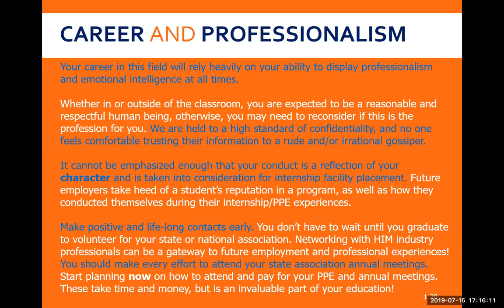Make positive and lifelong contacts early. The easiest way to do that is to put yourself out there and attend national or state HIM association meetings, such as CAHIMA. You don't have to wait until you graduate to volunteer at the state or national level. I highly encourage students to participate in state committees. You can sign up directly on the CAHIM website under the volunteer sign up. Networking with HIM industry professionals can be a gateway to future employment and professional experiences.